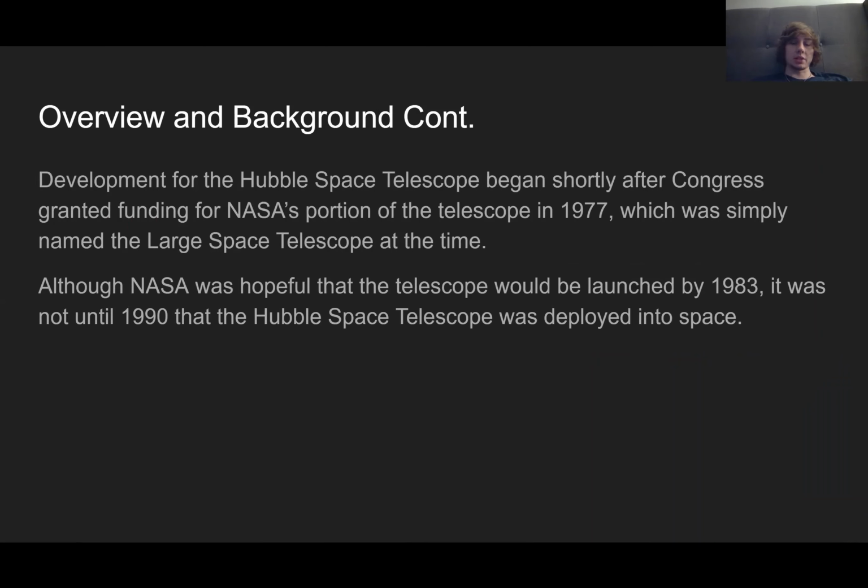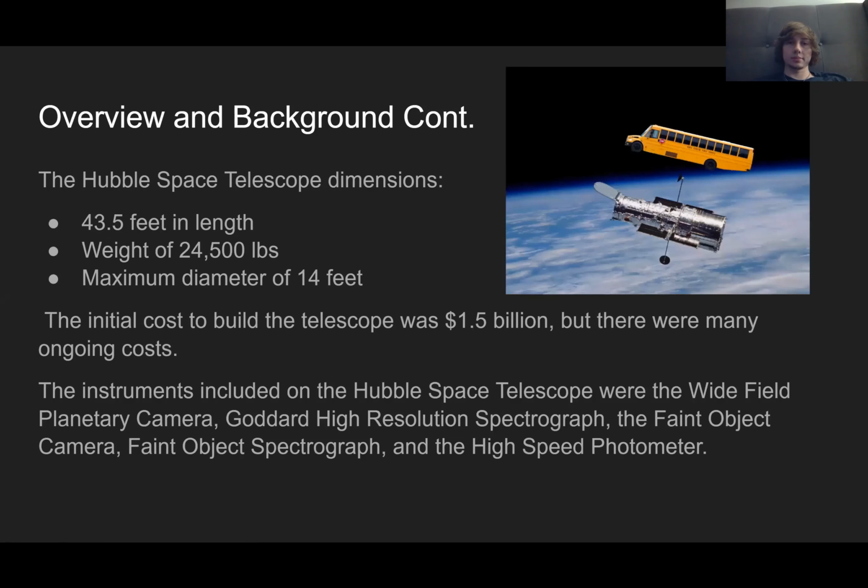Development for the Hubble Space Telescope began shortly after Congress granted funding for NASA's portion of the telescope in 1977, which was simply named the Large Space Telescope at the time. Although NASA was hopeful that the telescope would be launched by 1983, it was not until 1990 that the Hubble Space Telescope was finally deployed into space.